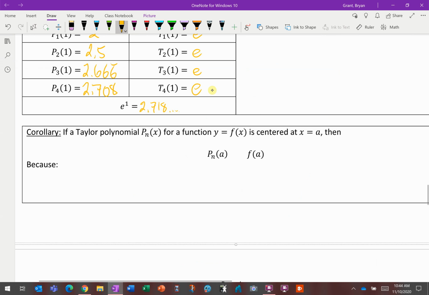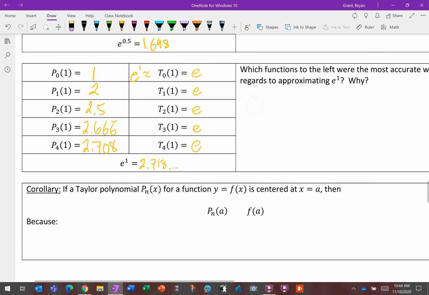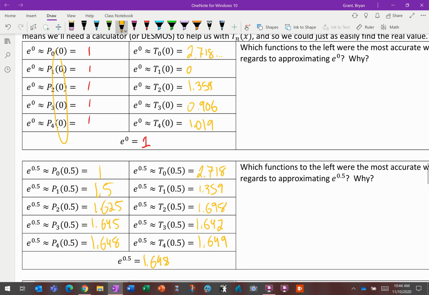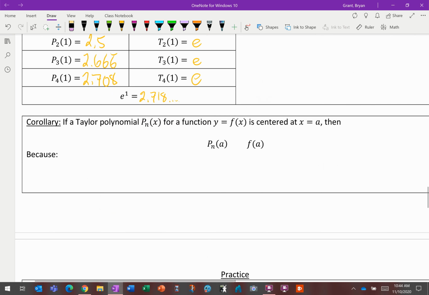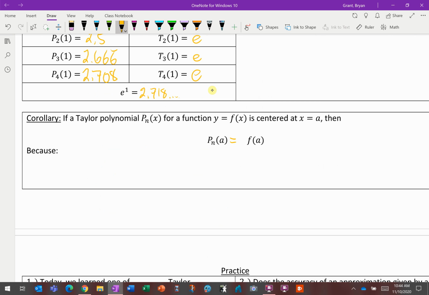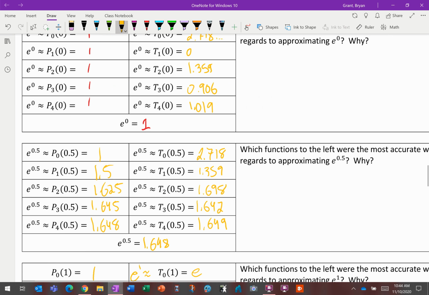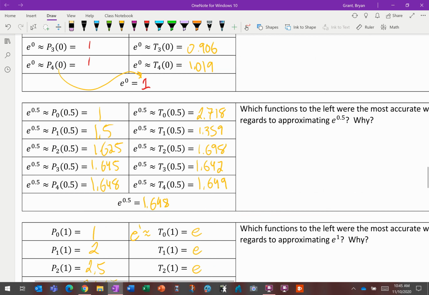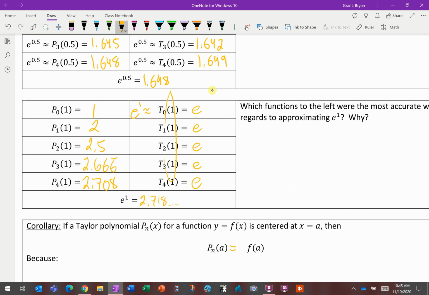If a Taylor polynomial for a function is centered at x equals a, then if I plug that a value into my Taylor polynomial, in this case it was centered at 1, wasn't it? Or in this case up here, it was centered at 0. Then the value of my Taylor polynomial will be equal to the value of the function, right? When I plugged in where this was centered, it was automatically equal to the value of the function. Same thing over here, where it was centered was automatically equal to the value of the function.